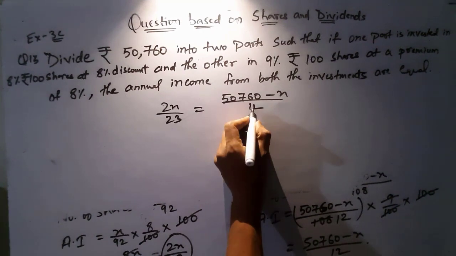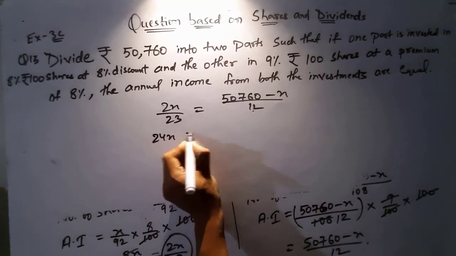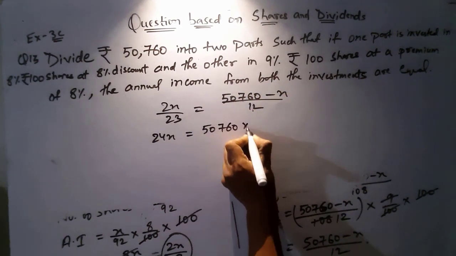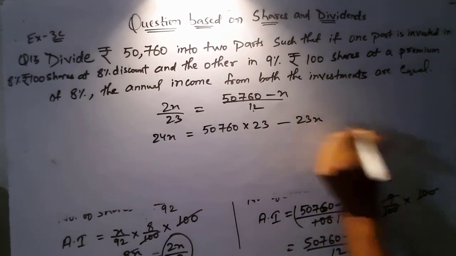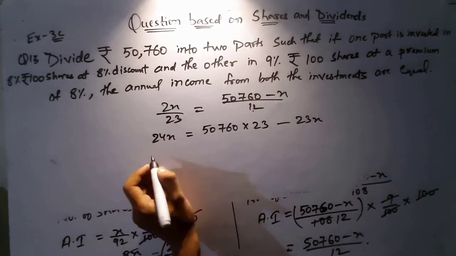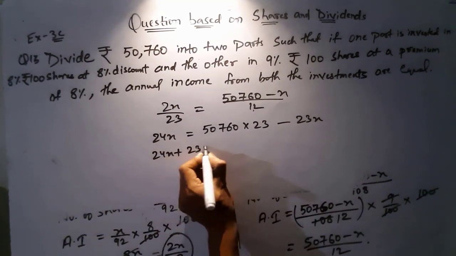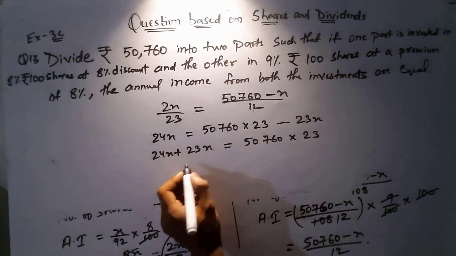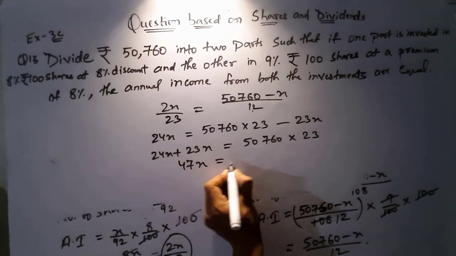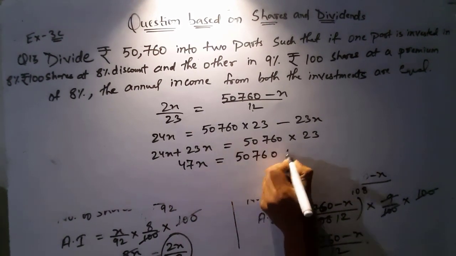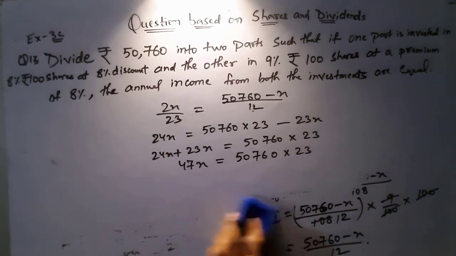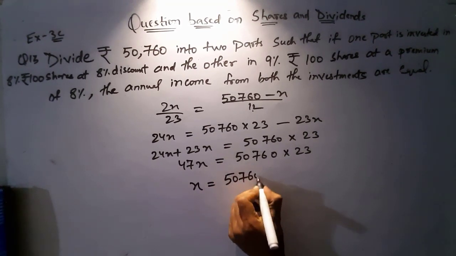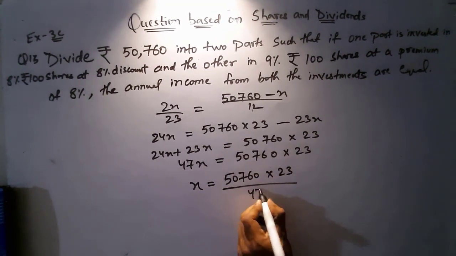So we will do the cross multiplication. 12 2s are 24X, and here we have to multiply 23 with both the terms. So it is 50760 multiplied by 23 minus 23 multiplied by X, 23X. This negative will come to this side. So it is 24X plus 23X equals 50760 multiplied by 23. So it is 47X equals 50760 multiplied by 23. From here X will be 50760 multiplied by 23 upon 47.